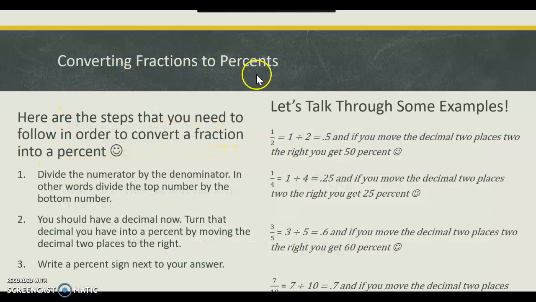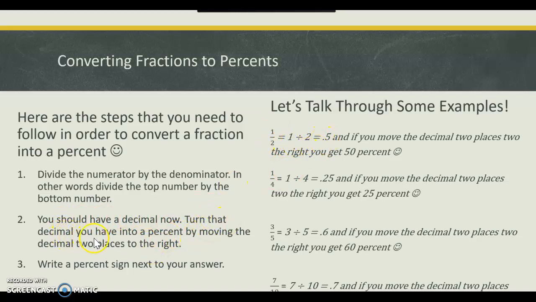How about fractions to percents? How do we do that? So here are the steps that you need to follow to convert a fraction into a percent. So let's start out by dividing the numerator by the denominator. In layman's terms, divide the top number by the bottom number. So here's the beginning of 1. 1 divided by 2 would be the way you start. You divide the top number by the bottom number, and then you get a decimal. You should have a decimal now, and we do. We have 0.5. If we have 1/2, it's 1 divided by 2, and you get 0.5.